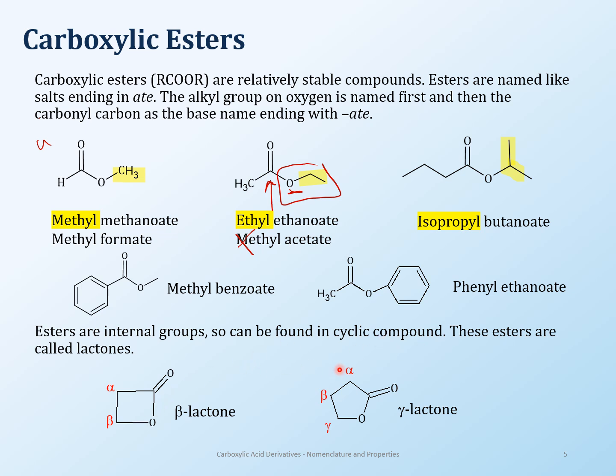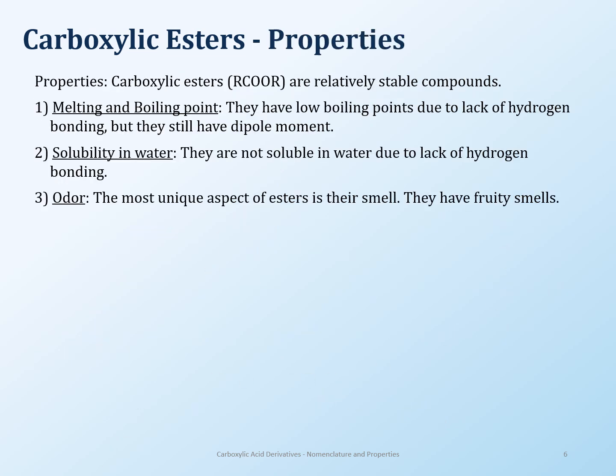For the cyclic compounds, a cyclic ester is called a lactone, and these lactones are defined by how many carbons there are. Okay, so the carbonyl carbon is right here. This is the oxygen, this is the carbon. Okay, that makes the ester. So that's the ester group. And the way this lactone is defined is by how many carbons are between the carbonyl and the oxygen. So alpha, beta, this is a beta lactone, this is a gamma lactone. Okay, there is more nomenclature, but we don't have to do it right now. Okay, so those are your esters.